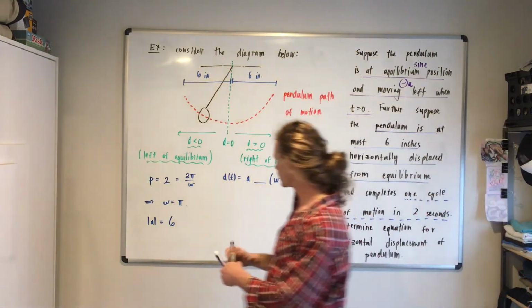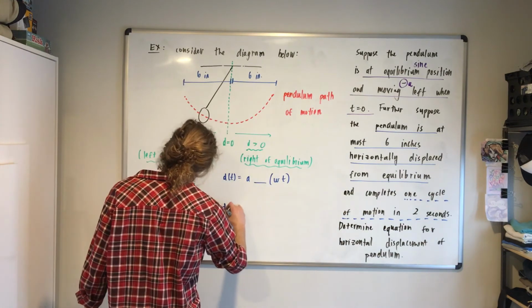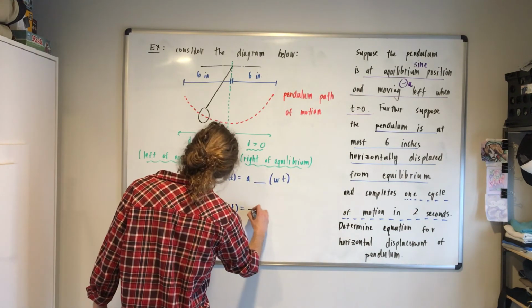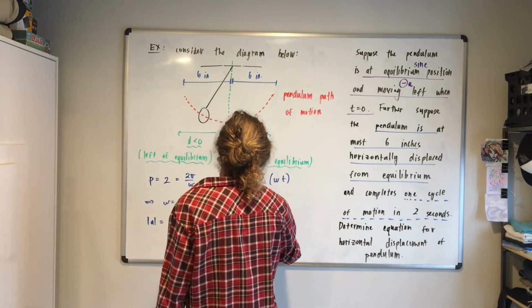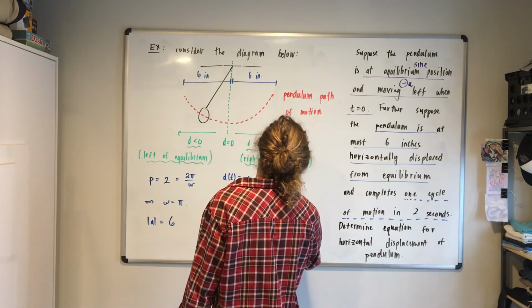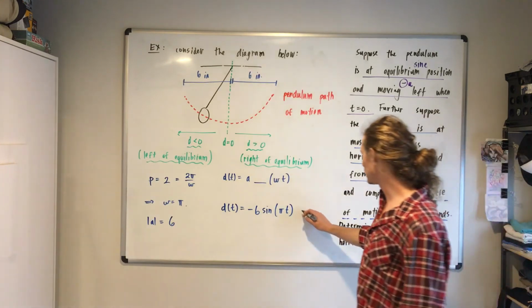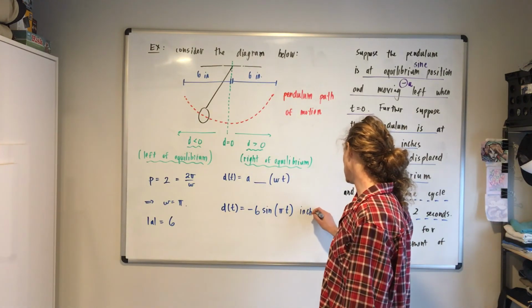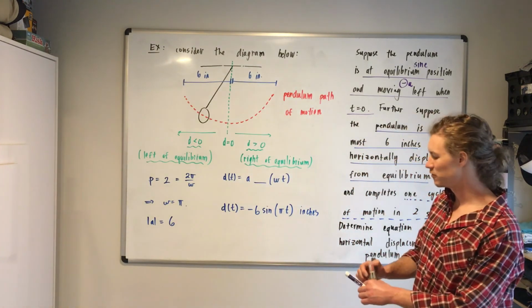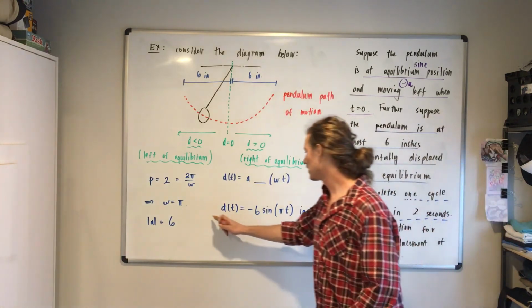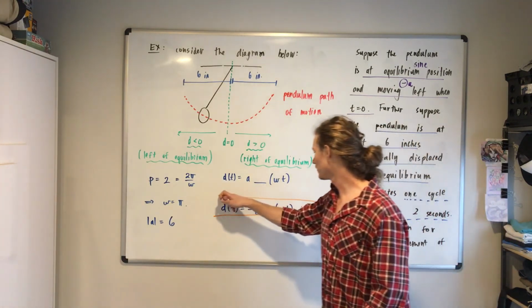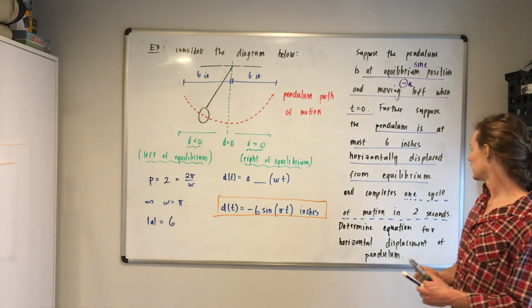So what is our equation? Well, our equation should read d of t equals negative 6 times the sine of pi t. Notice that we're measuring distance in inches, and time would be given to us in seconds. In any case, we find our solution here. Let's give it a box, and we're done.